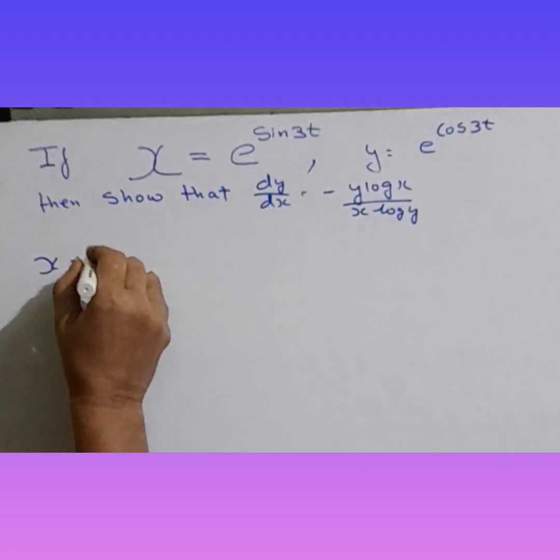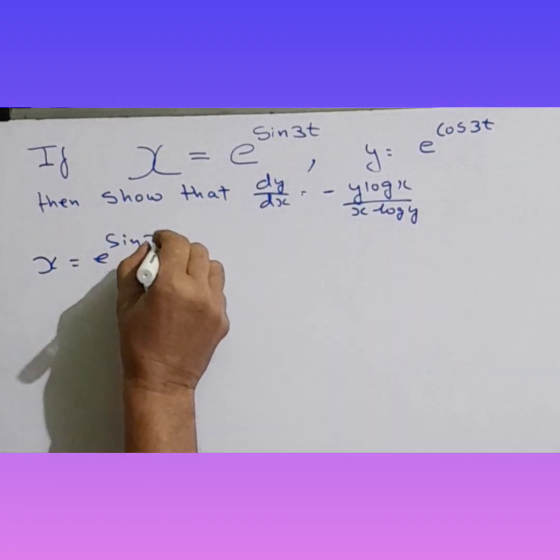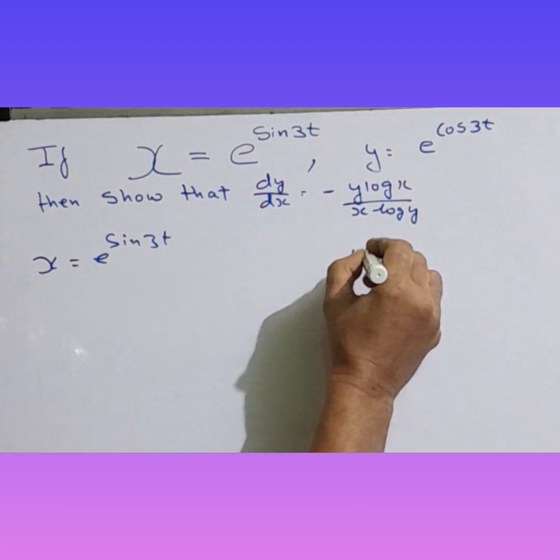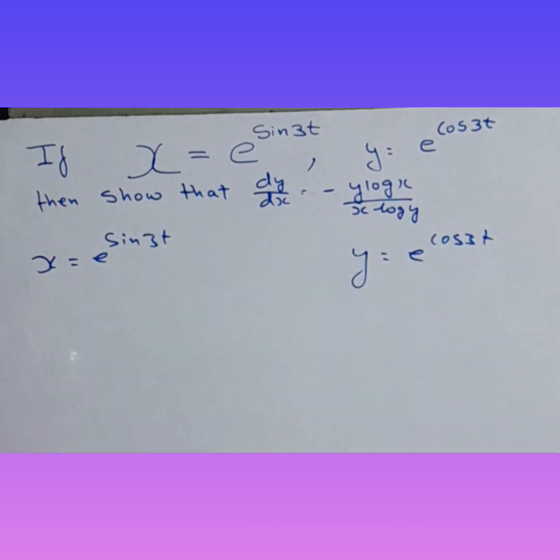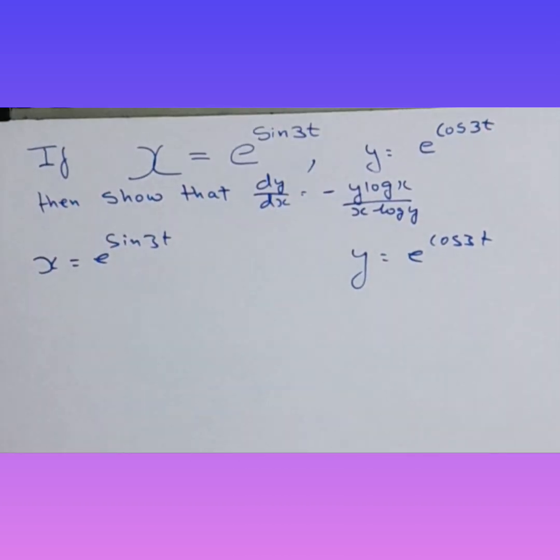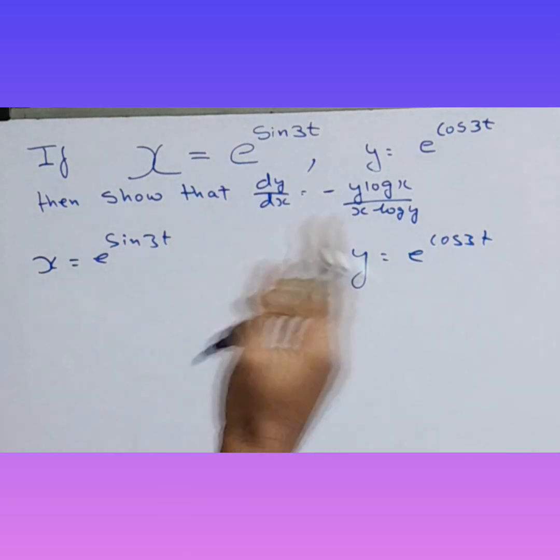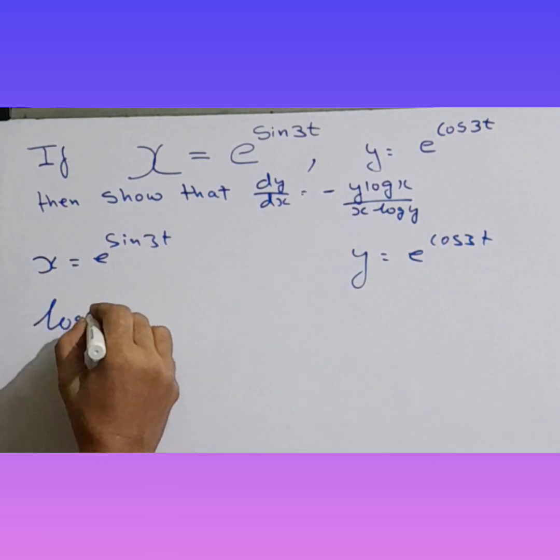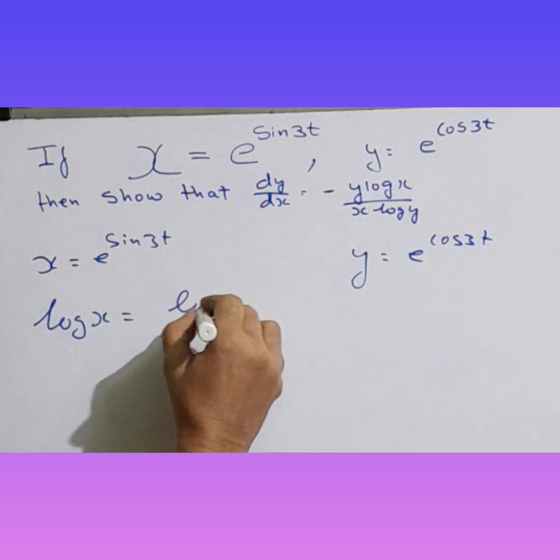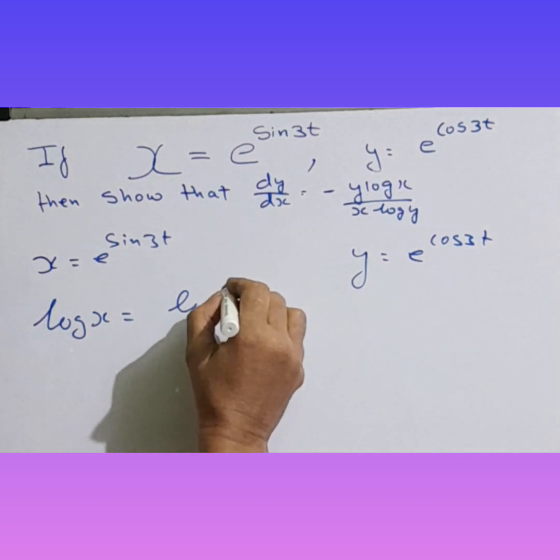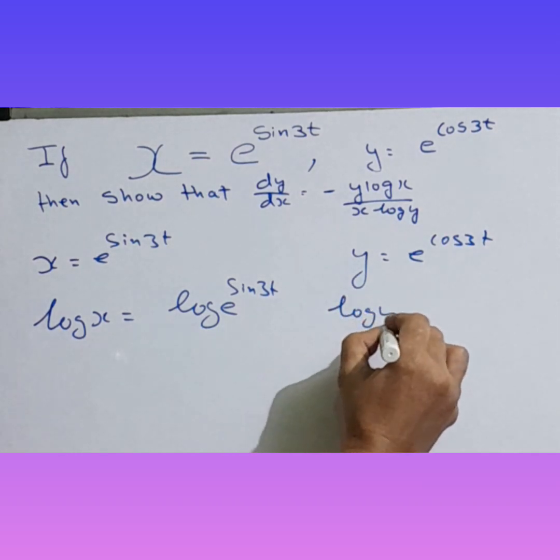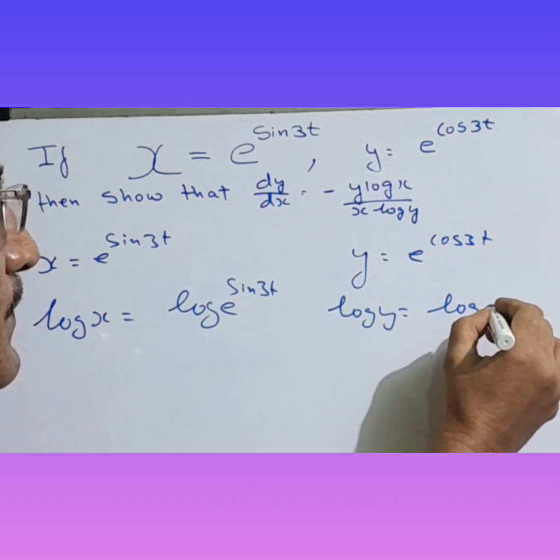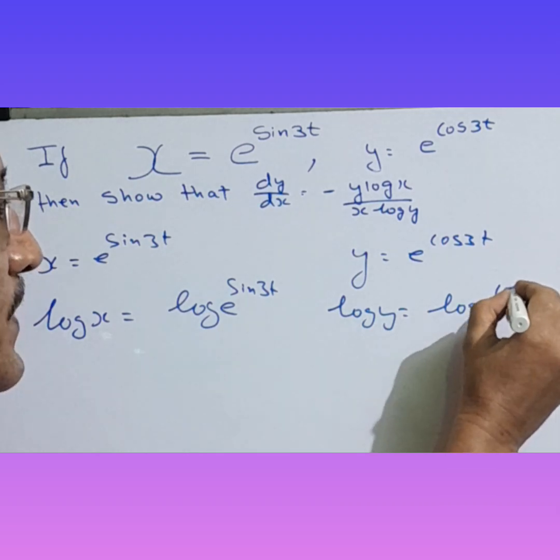Alright, so we write here x is equal to e raised to sine 3t. And here we write y is equal to e raised to cos 3t. Now obviously, since the answer has log, that itself gives an indication that we have got to take log. So we just put in log. So log x is equal to log e raised to sine 3t, and log y is equal to log of e raised to cos 3t.